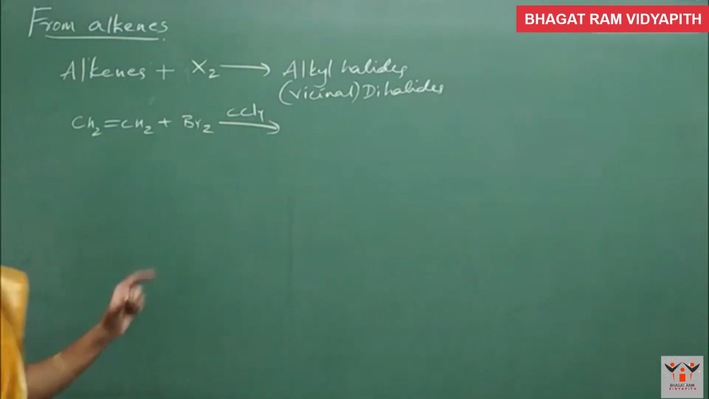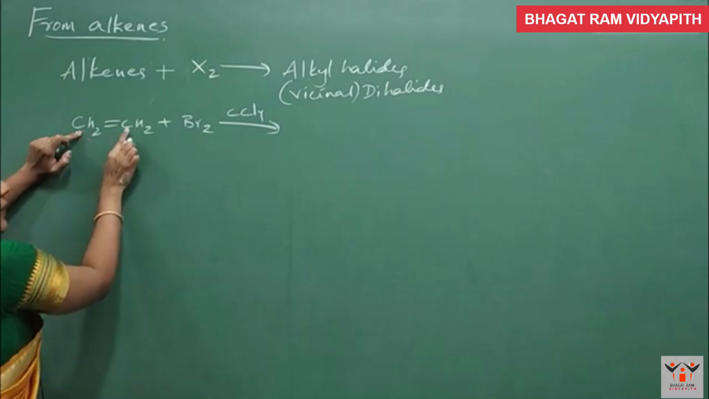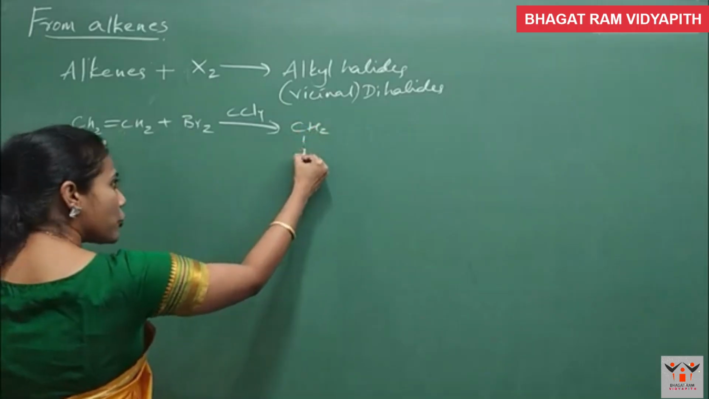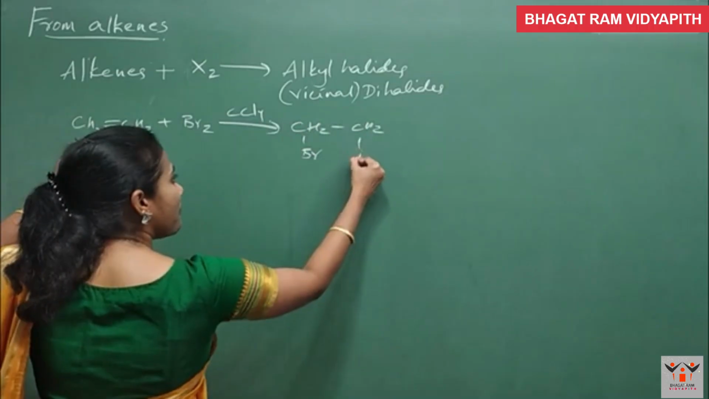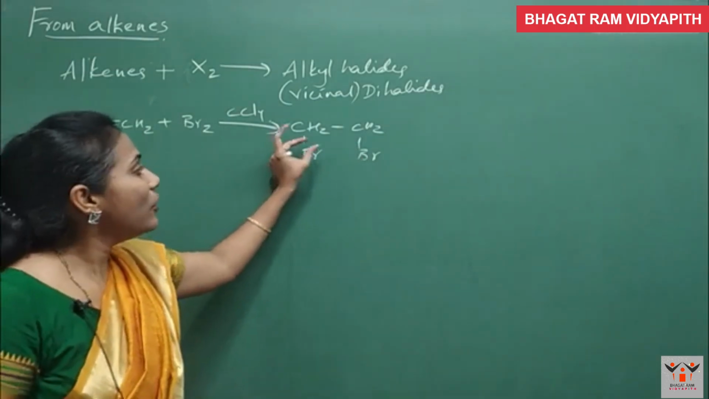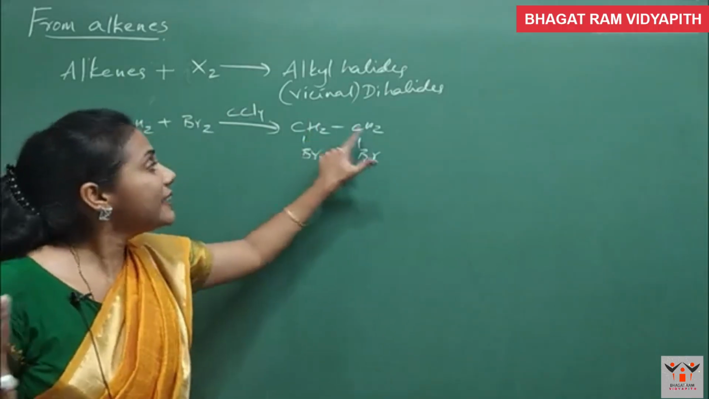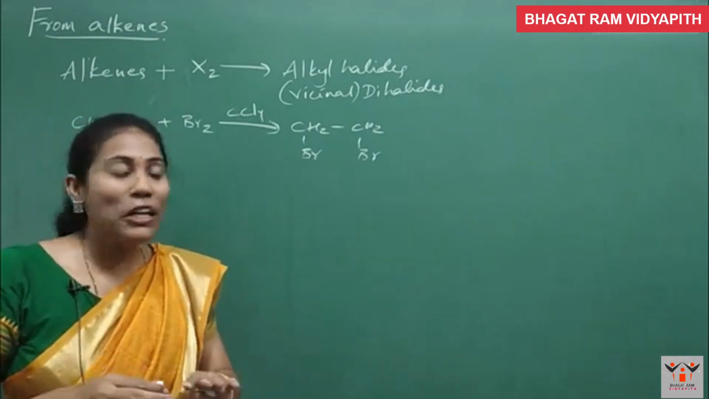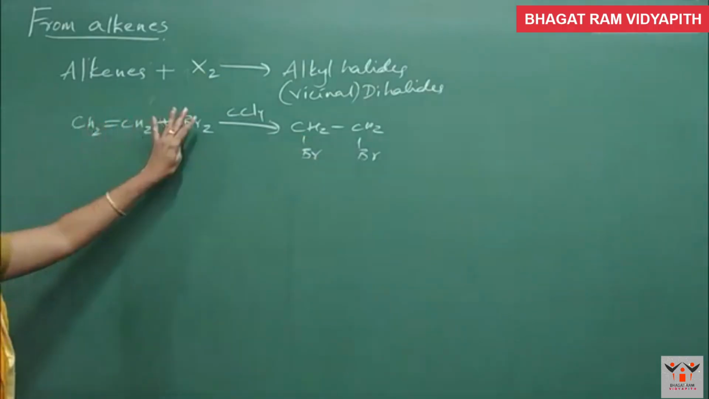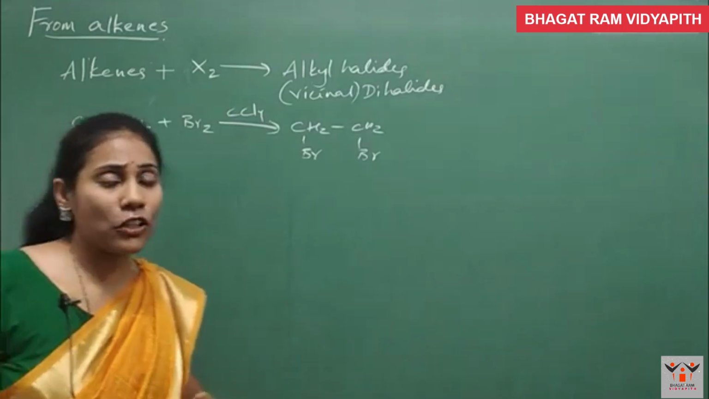Anyway, I'm not going into much detail. Here you add one Br to one carbon, another Br to another carbon, and the double bond will become a single bond. So what is the product you will get? CH2Br, CH2Br. Is it not the vicinal dihalide? What do you mean by vicinal dihalide? You have 2 halogen atoms in a molecule and they are present on adjacent carbon atoms, side to side. This way you can prepare vicinal dihalides when you add halogen atoms to carbon atoms across a double bond.